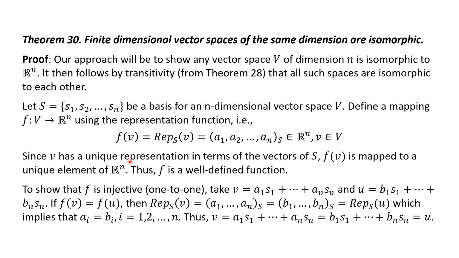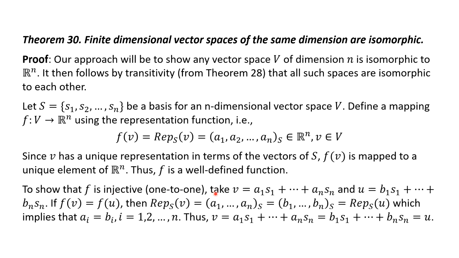So since v has a unique representation in terms of the vectors of our basis S, f of v is mapped to a unique element of Euclidean n-space. So the function is well defined. We also want to show it's one-to-one and onto, which we'll do here.